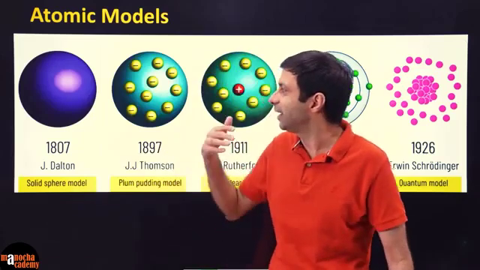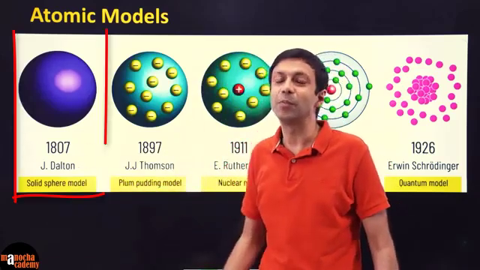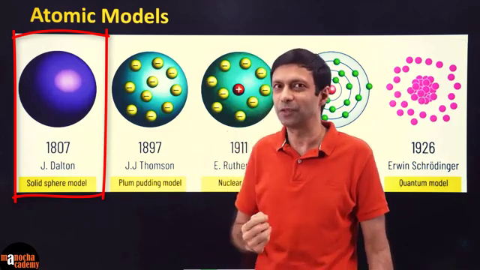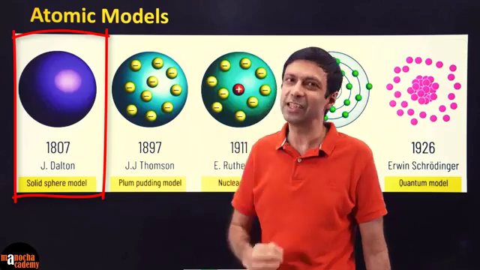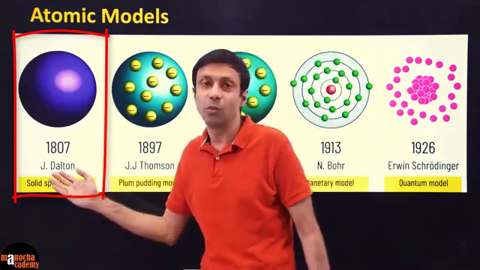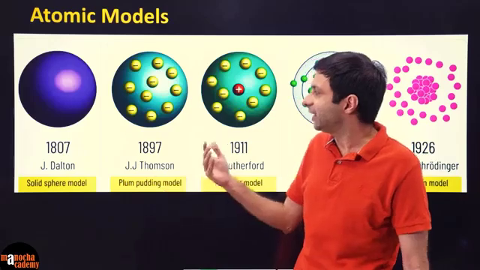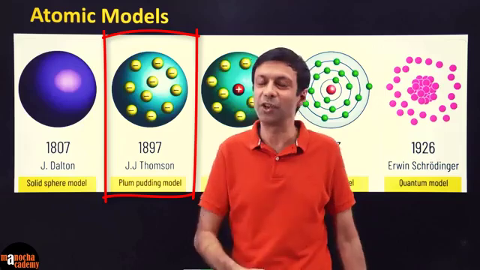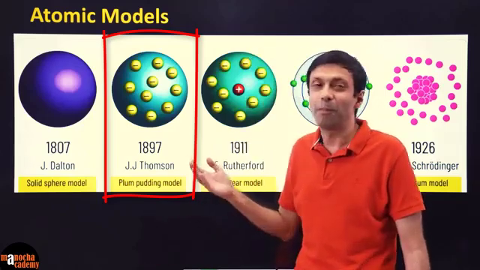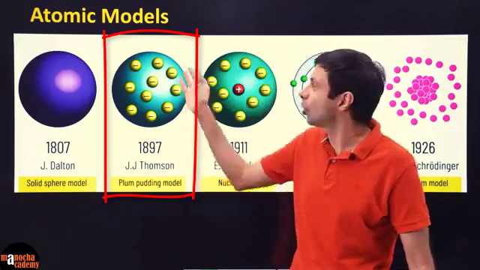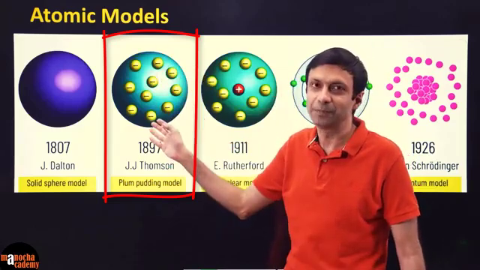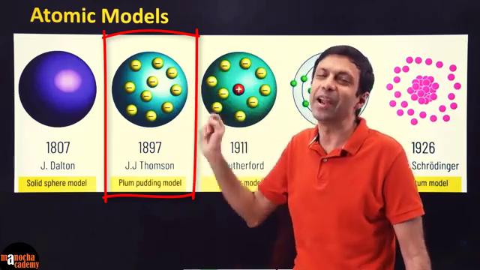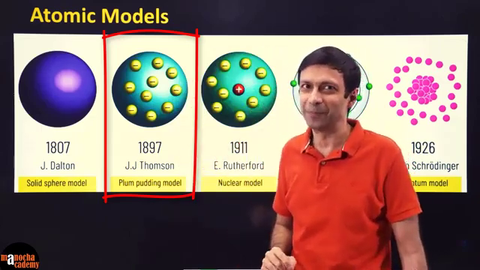It all started in 1807, where Dalton proposed the model of the atom, where he considered it as a solid sphere. So just like a tiny ball, a tiny sphere. And this model was there for many years. In 1897, Thomson proposed a new model of the atom after the discovery of the electron. This was called the plum pudding model, where the atom was thought to be a large positive sphere, and in that these tiny negatively charged electrons were embedded like plums in the pudding.